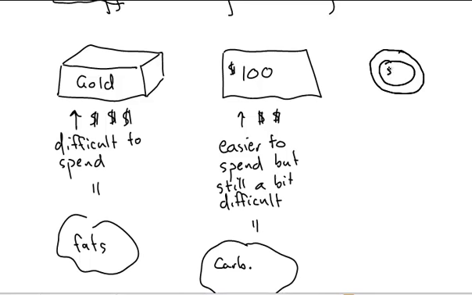Then you have the toonie. Okay. This is less monetary value, but typically easier to spend on cheaper things.